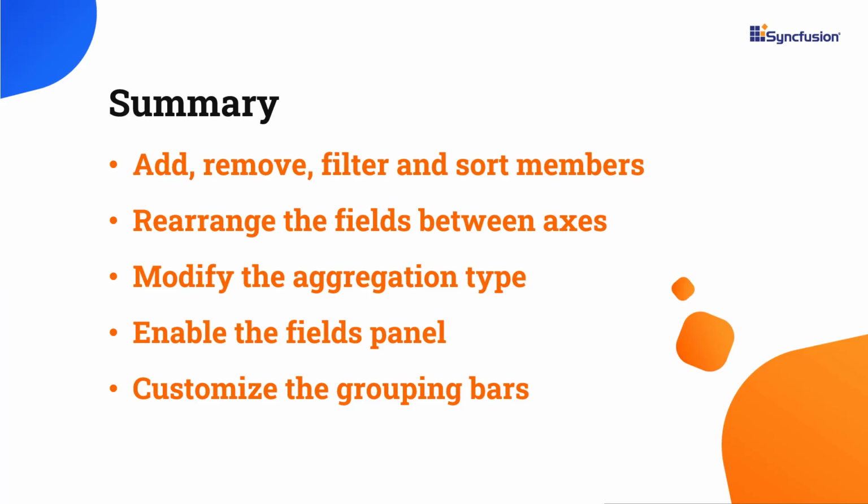In this video, I have shown you how to filter, sort, remove, and rearrange fields using the grouping bar option in the pivot table. I have also shown you how to modify the aggregation type, enable the fields panel, and customize the interactive options in the grouping bars.